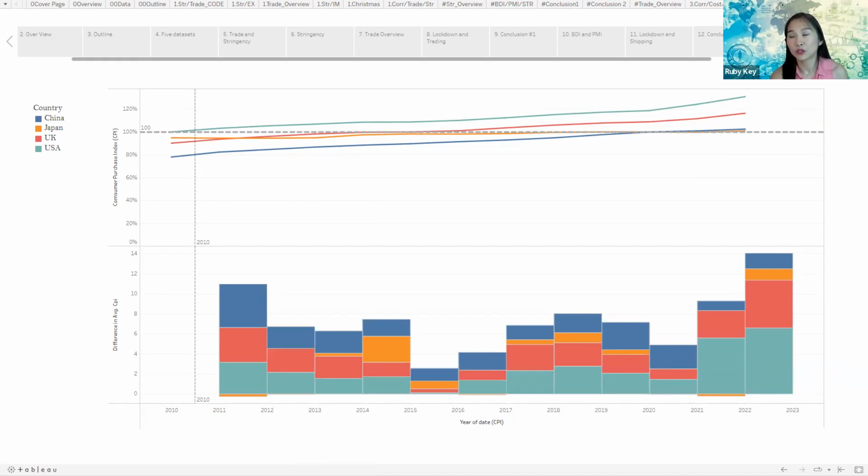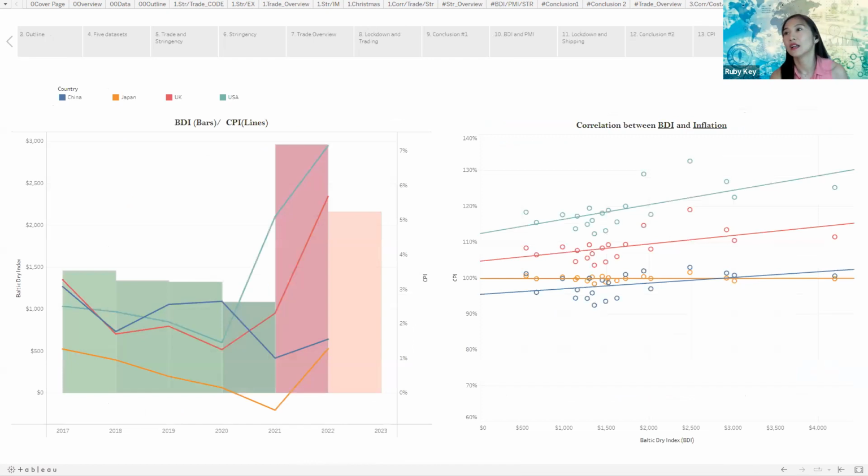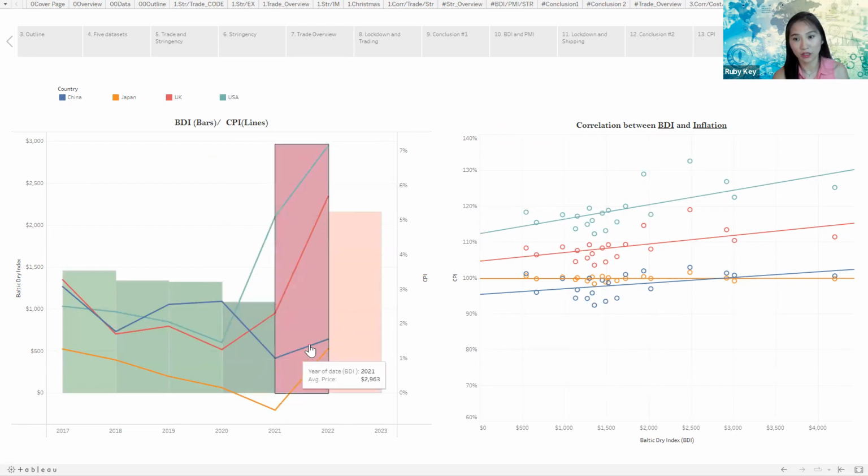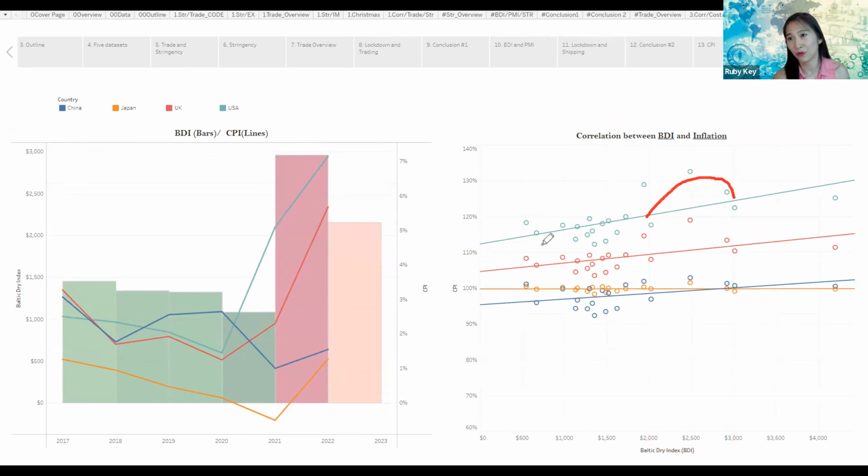So what I found out is that the data set most connected to the CPI is the shipping cost, the Baltic Dry Index. You can see here, when the Baltic Dry Index is at its high peak, which is like 4,000 something, the CPI went up as well, along with the line. And you can see the correlation chart here. Every 1,000 increase of the Baltic Dry Index brings about 5% more on the CPI increase. That is quite drastic, because CPI doesn't just go up and down.